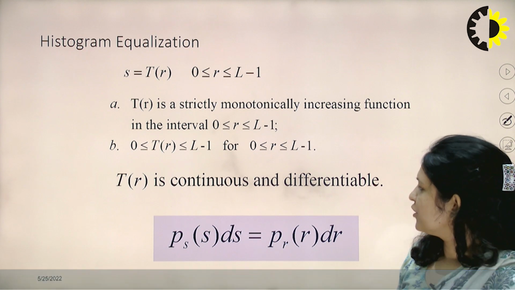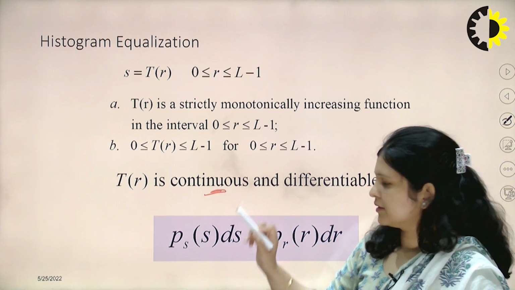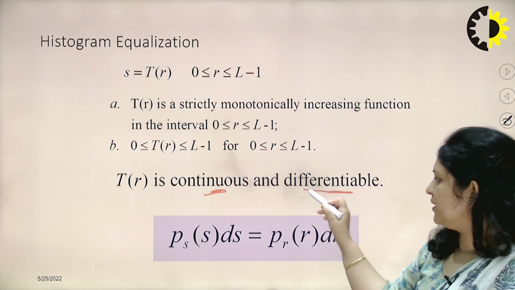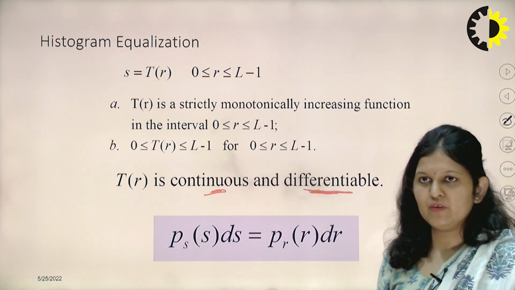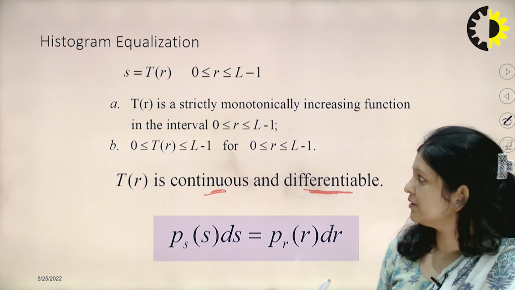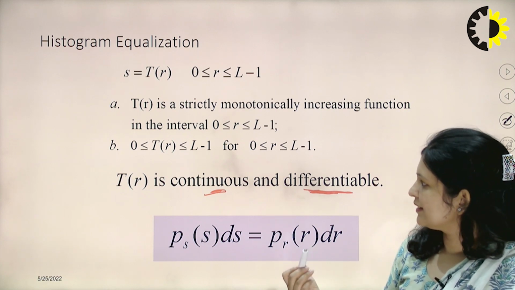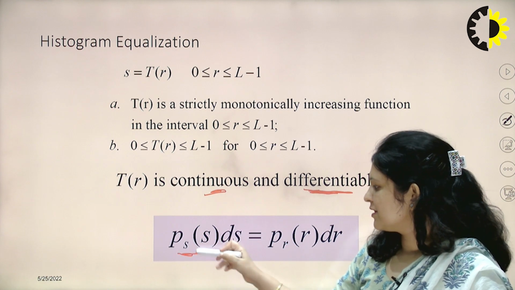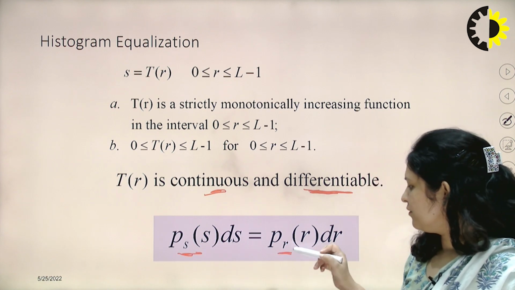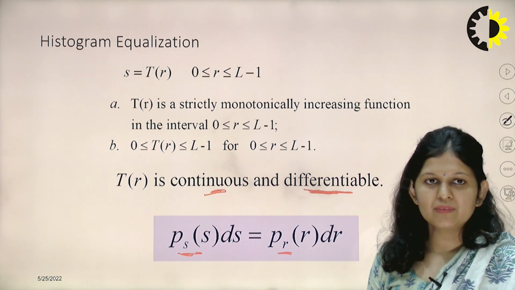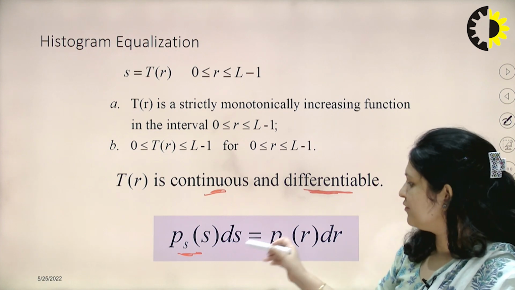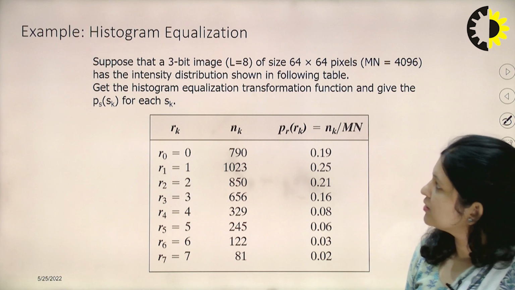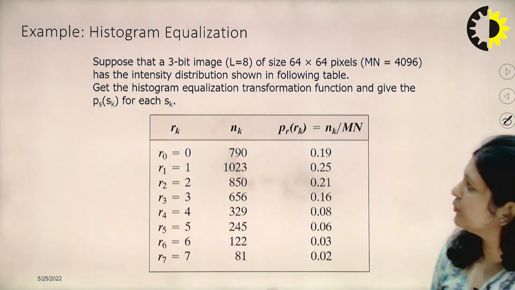So T of R should be continuous. It should give you a continuous curve. It should be easily differentiable, because we want a curve which has to be a monotonically increasing curve. Then the probability of S should be equal to the probability of R, and it should be differentiable with respect to dr upon ds. So let's see through an example how we do this.